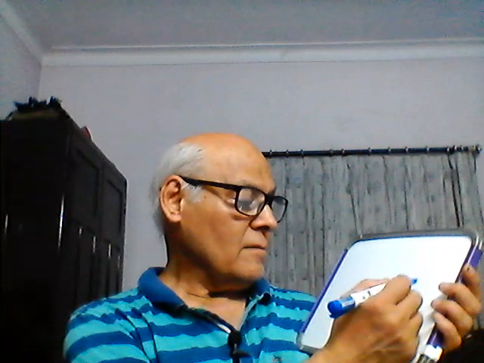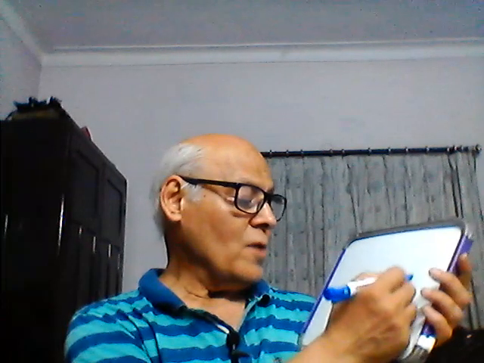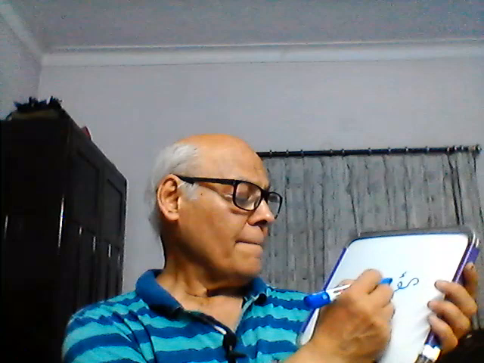Gender in Arabic is called jins. It is to be written like this. There are two kinds of jins, gender, like muzakkar and muannas. Muzakkar means male and muannas means female. Muannas, it is female. It is to be written like this.